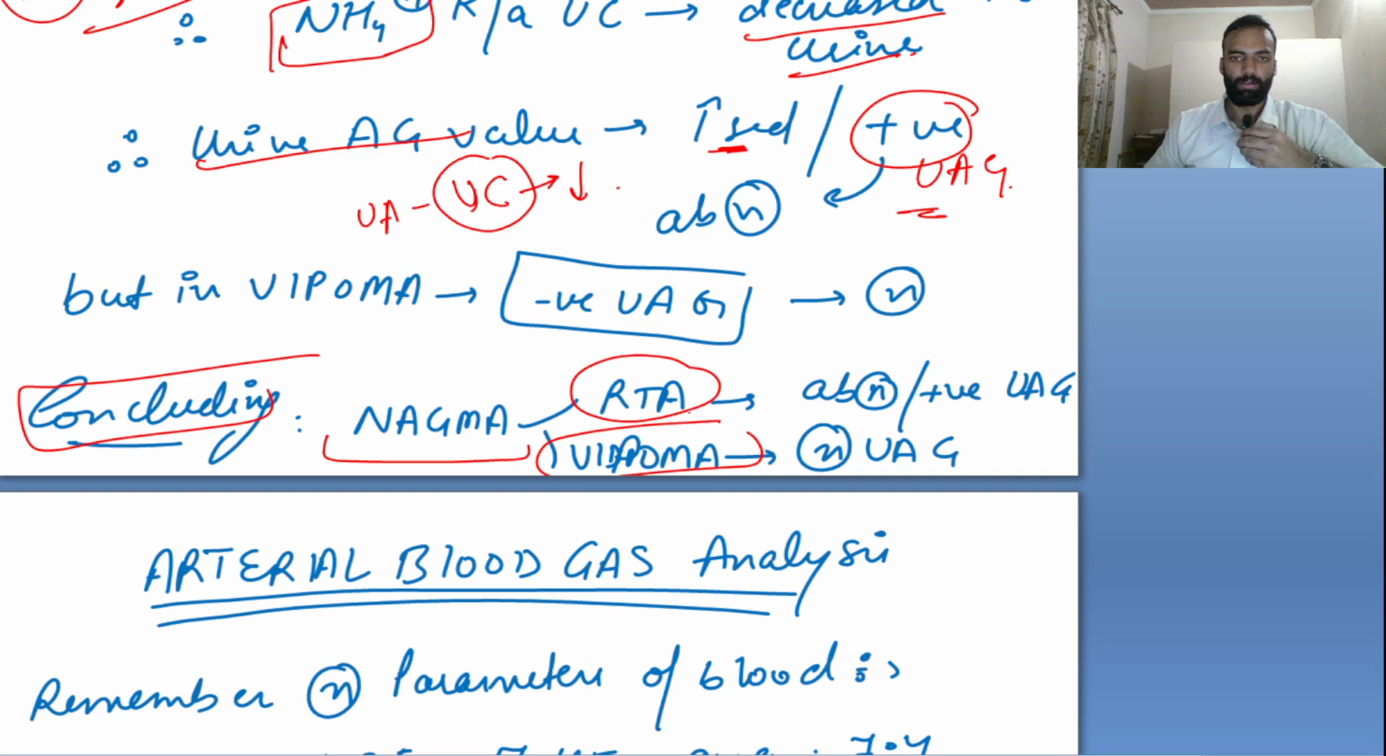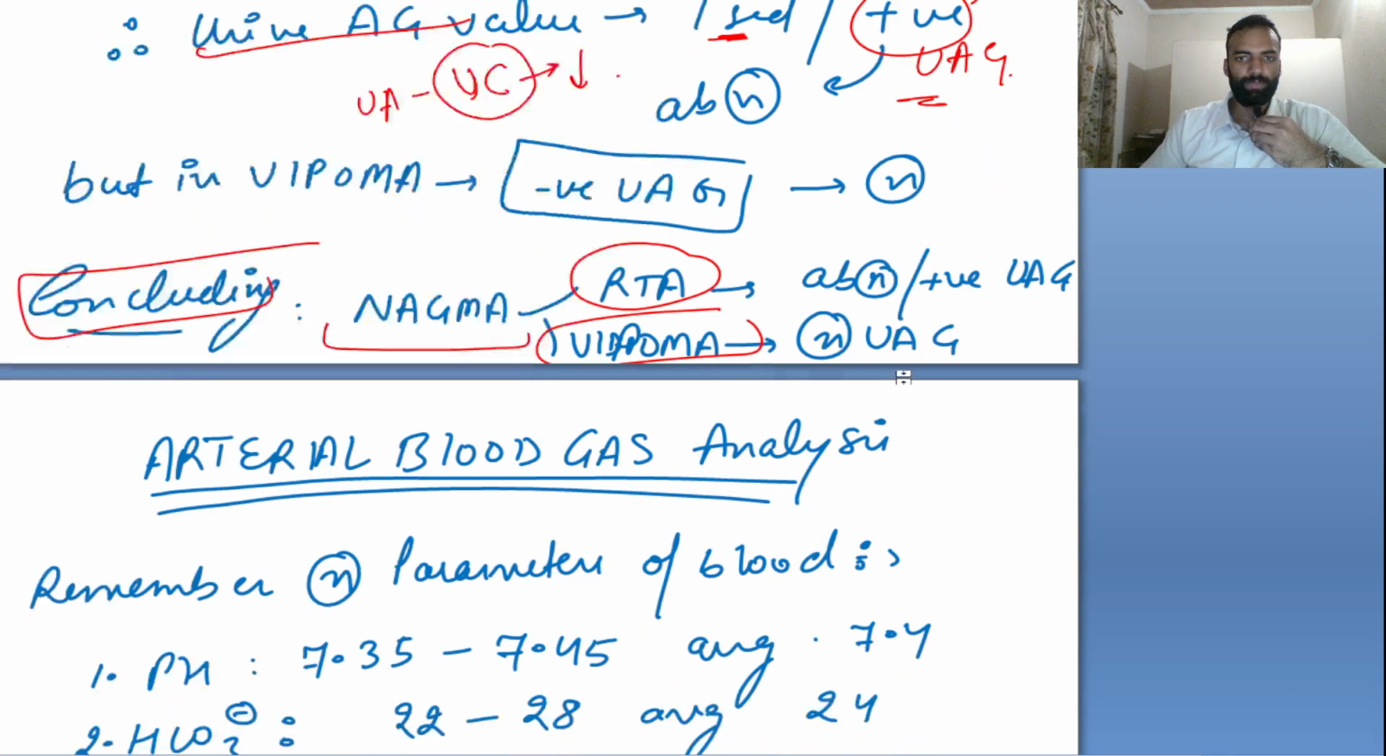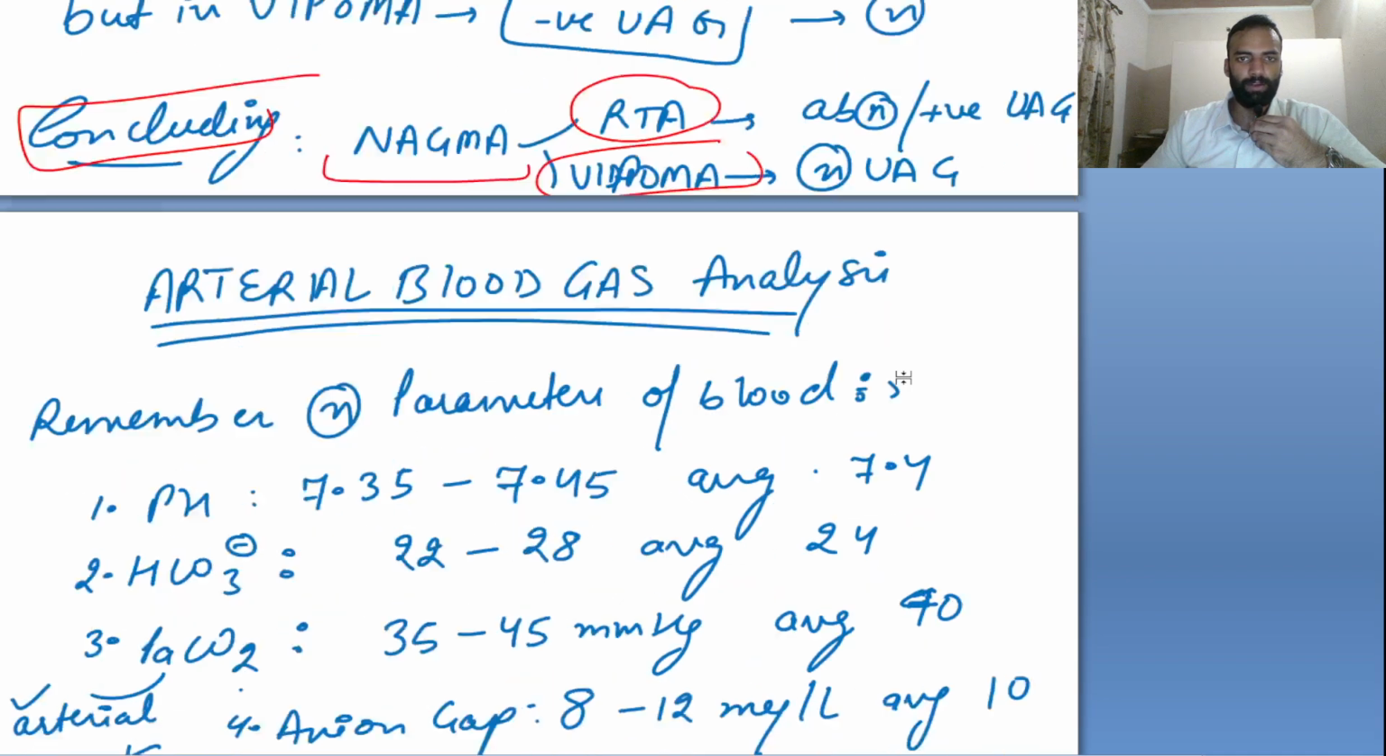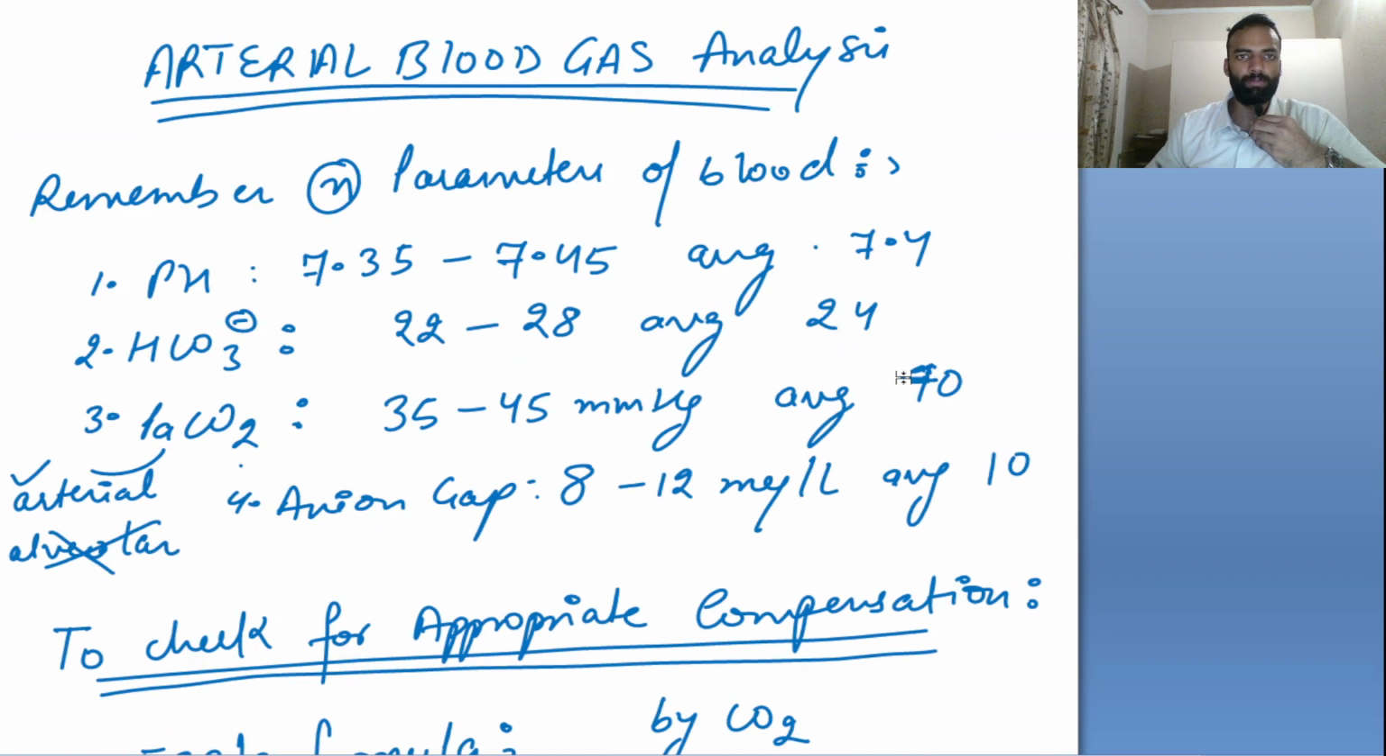So we have to see whether it is RTA or VIPoma. To differentiate between RTA and VIPoma, we have to see the anion gap, urine anion gap basically. If the urine anion gap is normal or negative, then it is VIPoma. If there is a positive urine anion gap, then it is RTA or renal tubular acidosis. So this is so simple. I have simplified it. Now we are moving to arterial blood gas analysis.